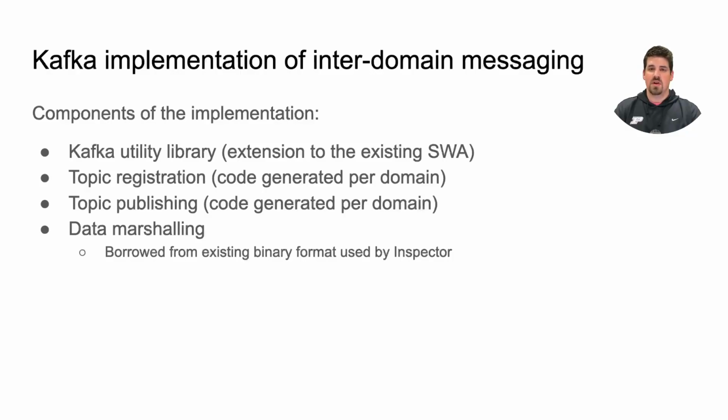This is also code generated for each domain. For each public service that's marked as a Kafka topic, code is generated to pack up the parameters and publish that using an API call to the Kafka utility library. And finally, data marshalling, which is really just a subcomponent of the Kafka utility library. This is the part that takes all of the modeled data types and parameter types that we're using and packs them into a data format that can be sent across the Kafka messaging broker. We borrowed this directly from the existing data marshalling binary format that's used by the process inspector.